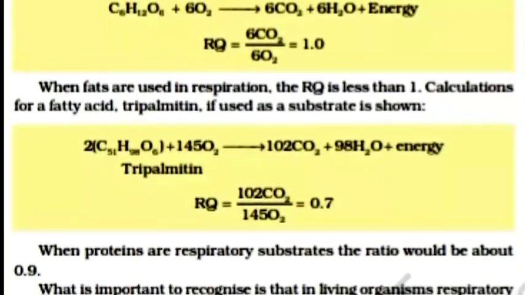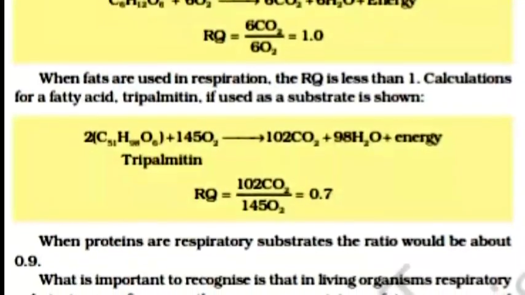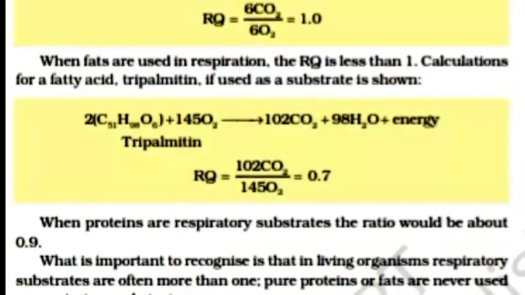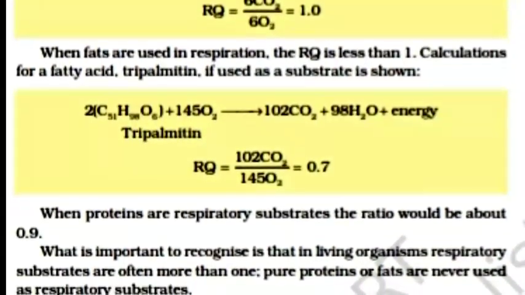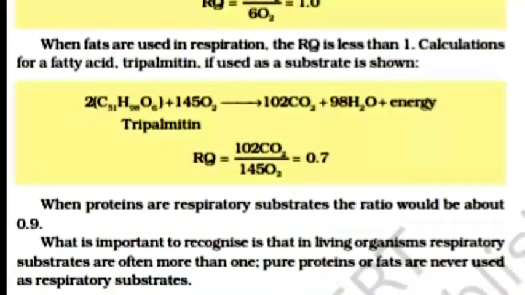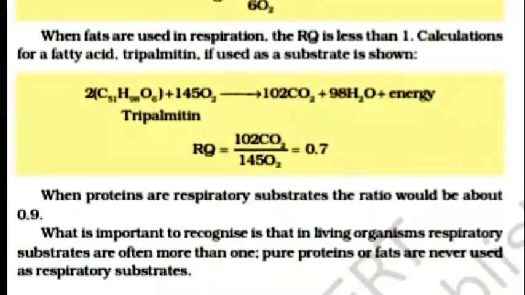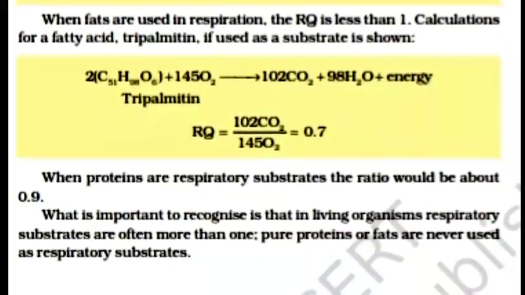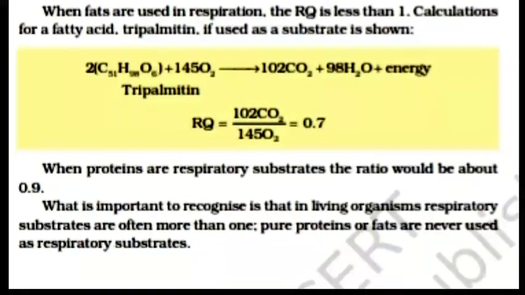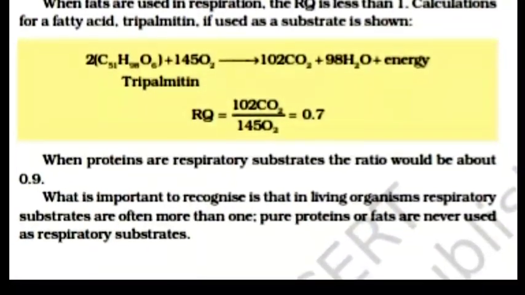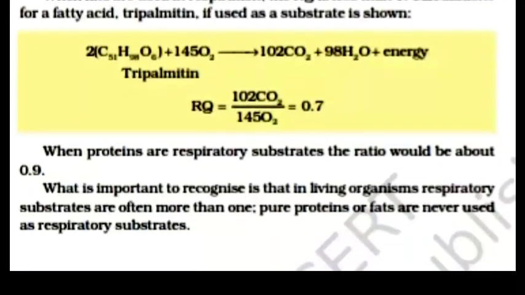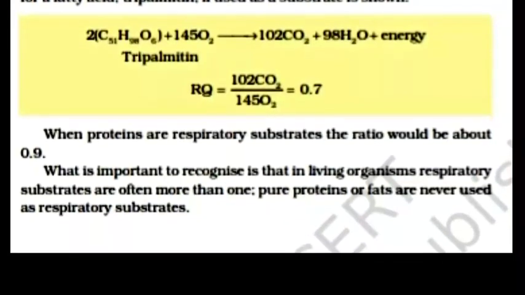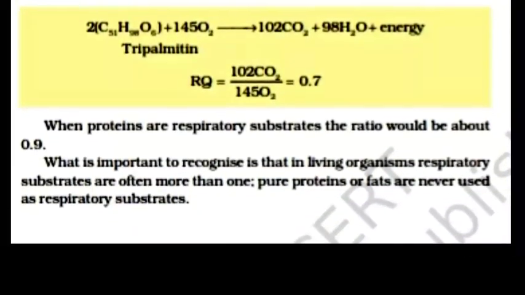When fats are used in respiration, the RQ is less than 1. Calculation for a fatty acid, tripalmitin, used as substrate is shown. 2 tripalmitin plus 145 O2 gives 102 CO2 plus 98 H2O and energy. RQ equals 102 CO2 divided by 145 O2, which equals 0.7. When proteins are used as respiratory substrate, then the ratio would be about 0.9.